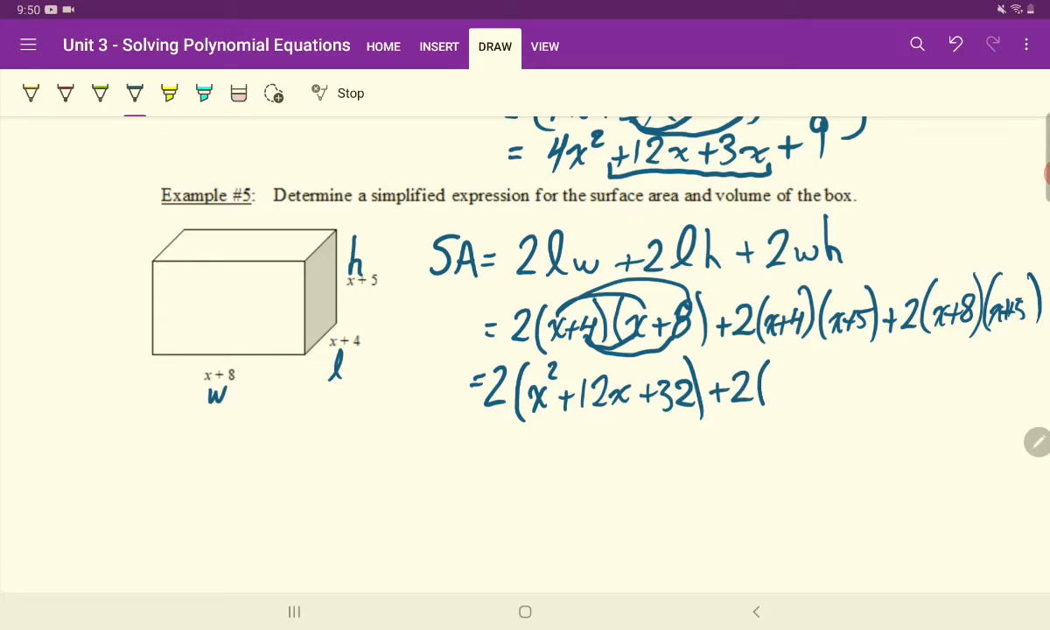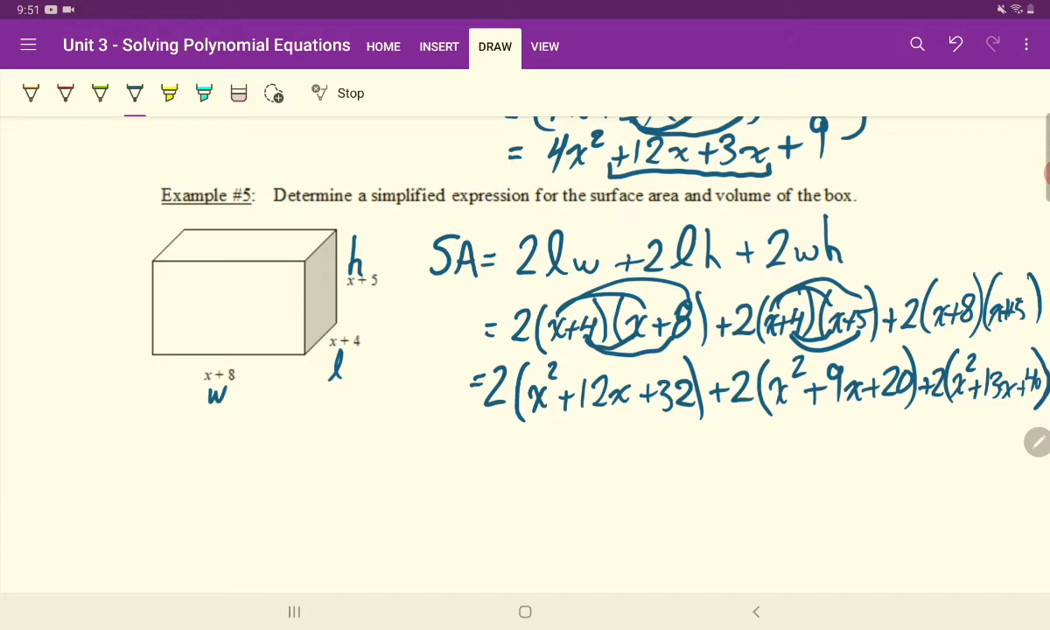Plus 2, open another bracket, and now do x times x, and then x plus 5. X times 5 is positive 5x. 4 times x is positive 4x. You end up with plus 9x plus 20. Plus 2, running out of space. Okay, we end up with 5x plus 8x, so plus 13x. Okay, and then 8 times 5 is plus 40.